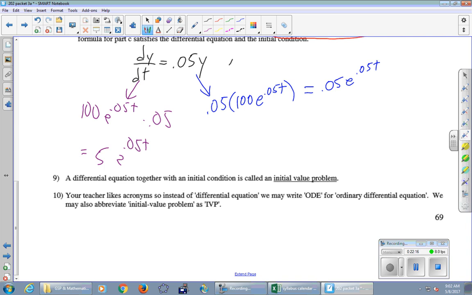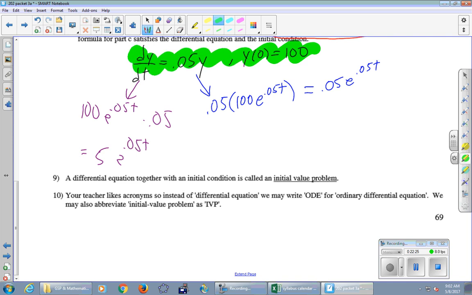Okay, so an initial value problem. We had y of 0 equals 100 in this case. I'll just highlight in green these two things, which are what we call an initial value problem. It's a differential equation coupled with an initial condition, really common. And we like acronyms, so differential equation we might write as ODE, which stands for ordinary differential equation, and initial value problem might be abbreviated IVP. Okay, the activity is on the next page. Let's see how far we can get.